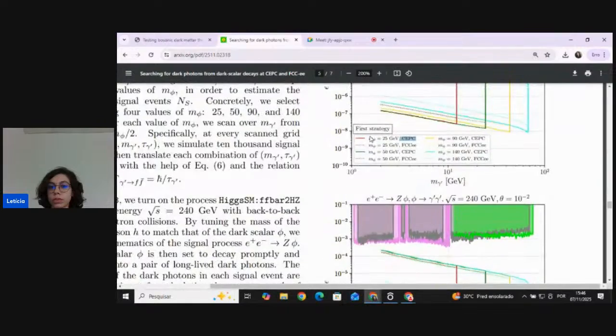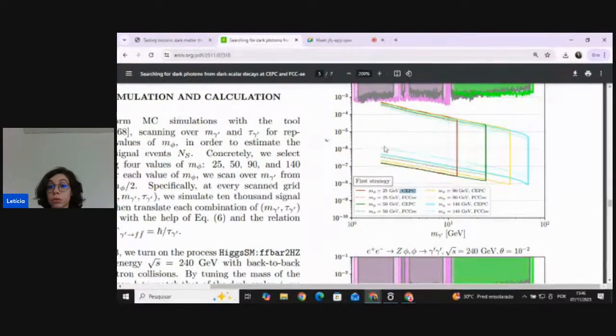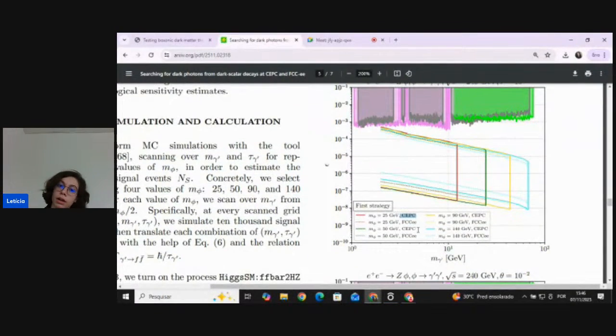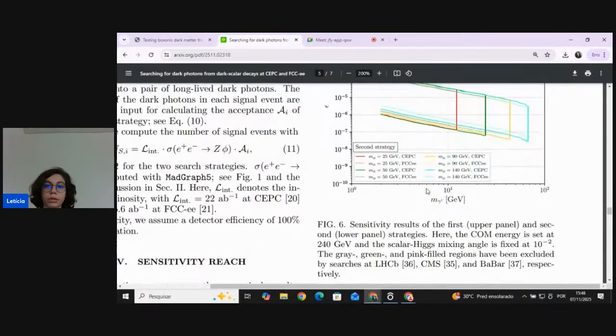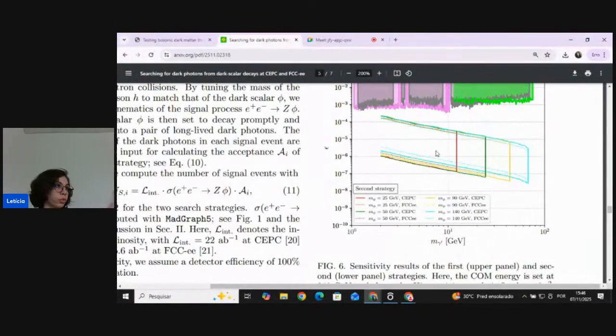So concluding, they conclude that for the first strategy, as we are looking for just one displaced vertex, it's less constraining, and we have a larger parameter space allowed compared to the second strategy, where we are looking for two displaced vertices. So it would be more difficult to see.